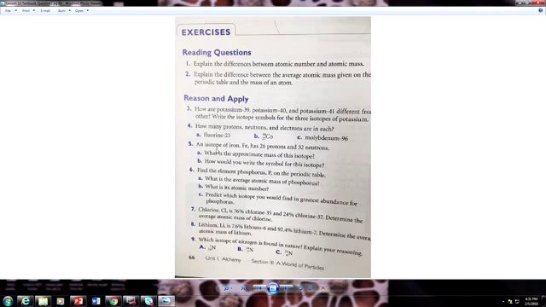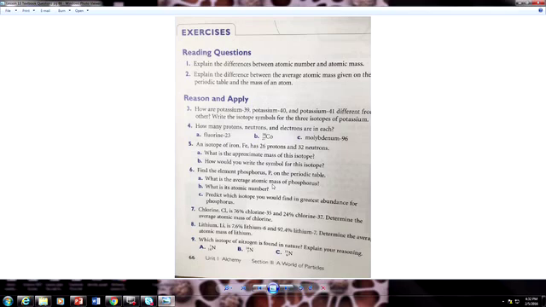Number 5. An isotope of iron, Fe, has 26 protons and 32 neutrons. What's the approximate mass of this isotope? So remember how to calculate the mass of an atom. It's protons and neutrons together. B. How would you write the symbol for this isotope? Again, go back and look at how isotope symbols are written.